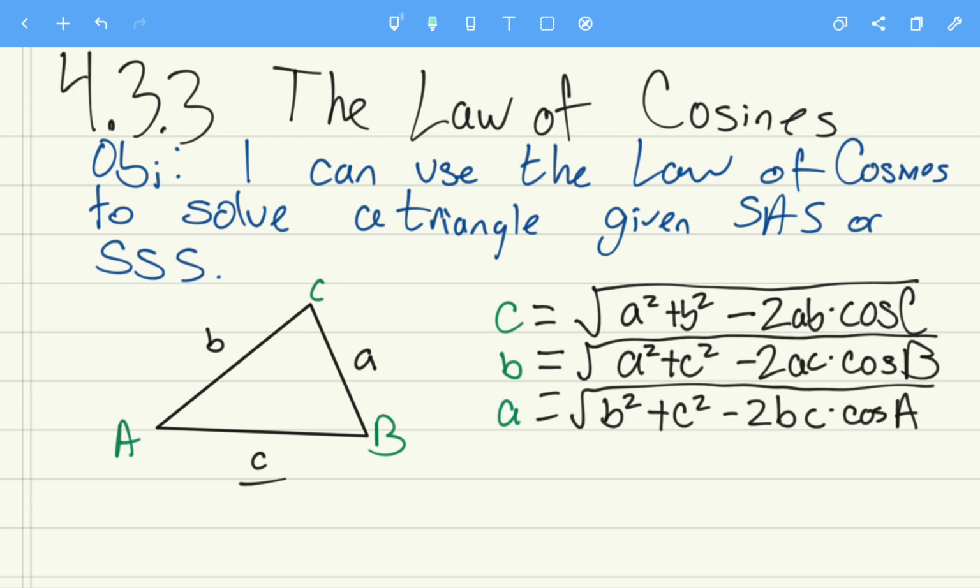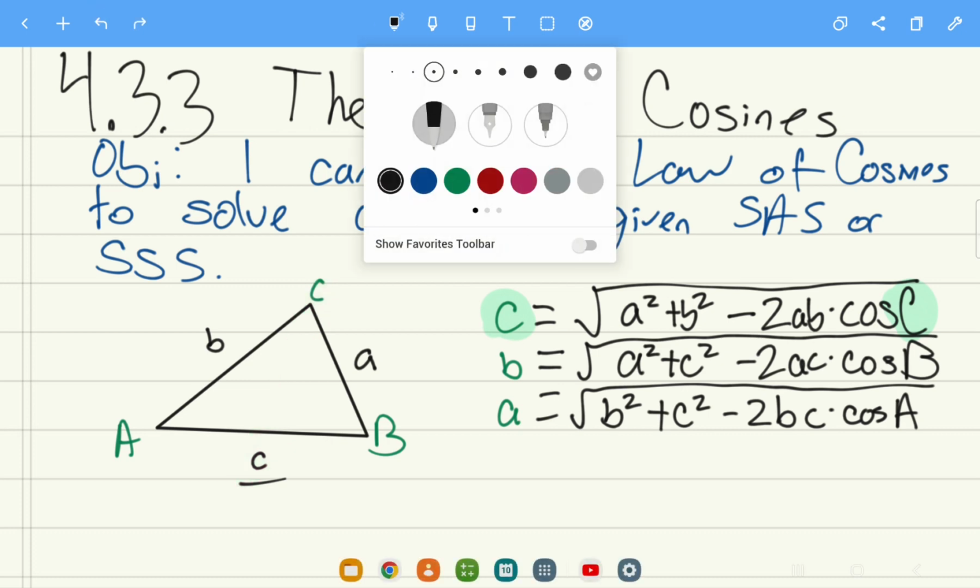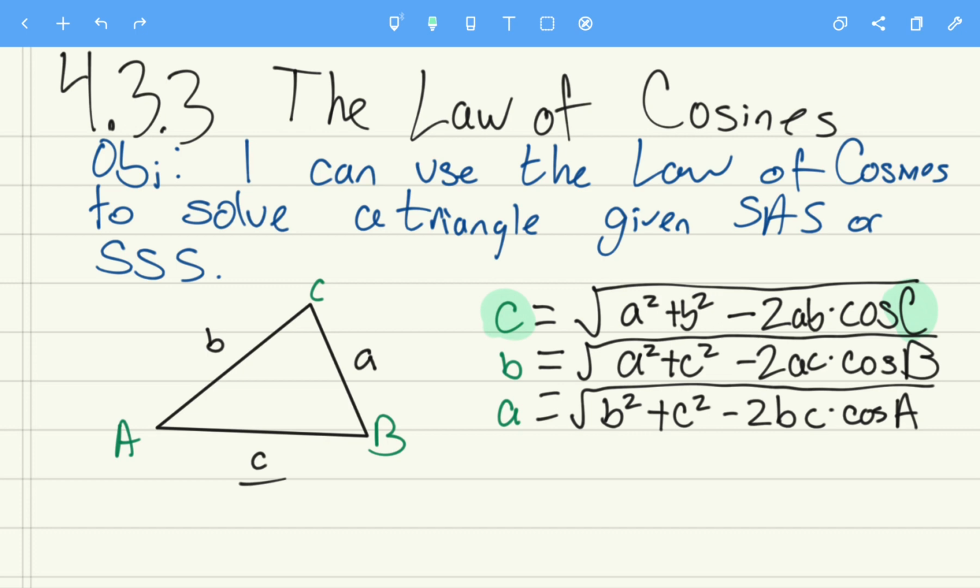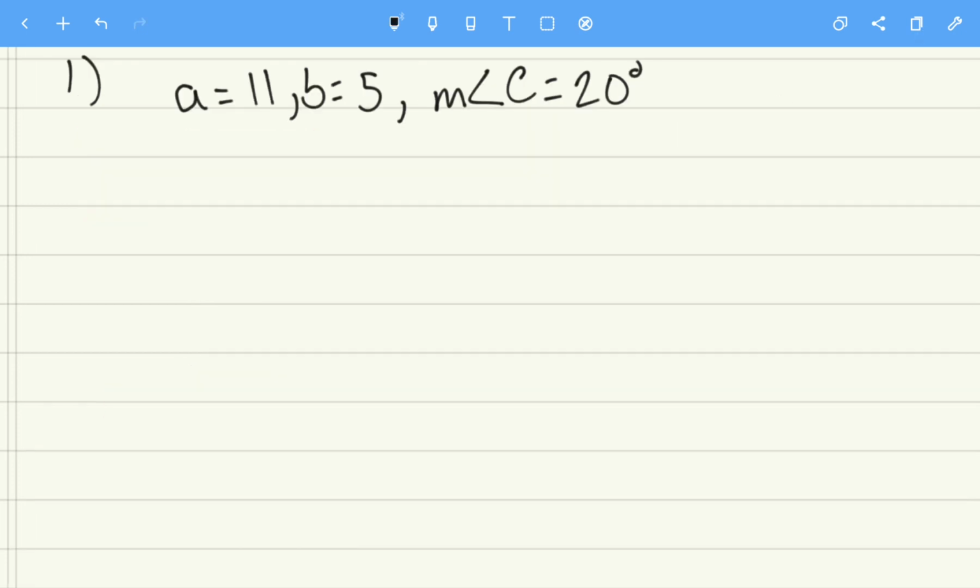Notice that whatever side we are looking for, in the formula you have cosine of the corresponding angle. So remember to always link your sides and angles together. This formula has to be used when we're given side angle side or side side side, as we'll see in the next example.